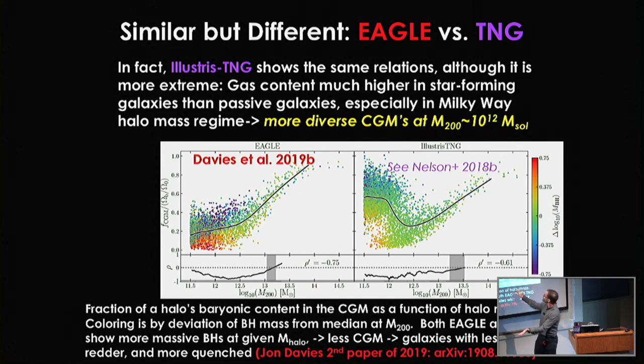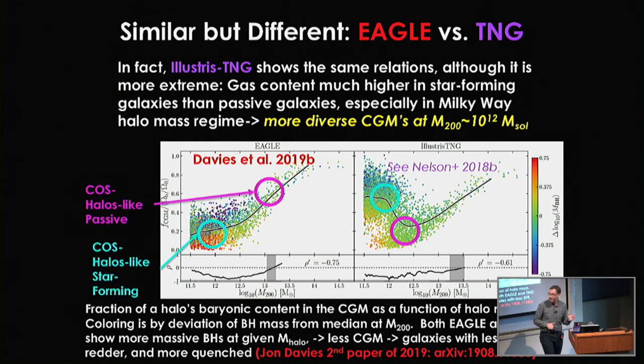And I see a way for X-ray observatories to distinguish between these two models. And this is where it gets really speculative. I want to relate this to COS-Halos and look at COS-Halos like passive galaxies and compare them to COS-Halos like star-forming galaxies, which we predict. My paper predicts that these passive-like galaxies are more like LRG-like halos, 10 to the 13, et cetera.